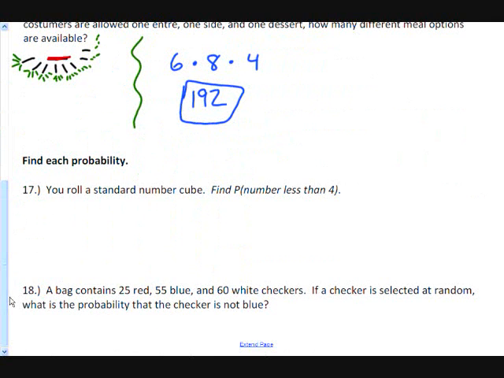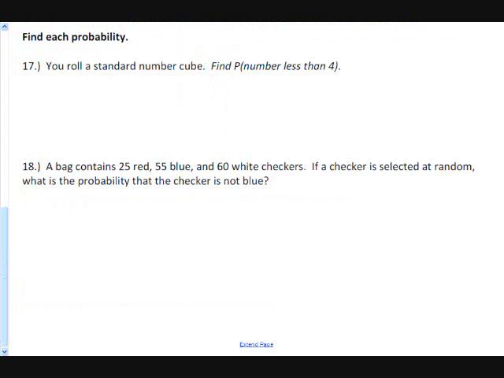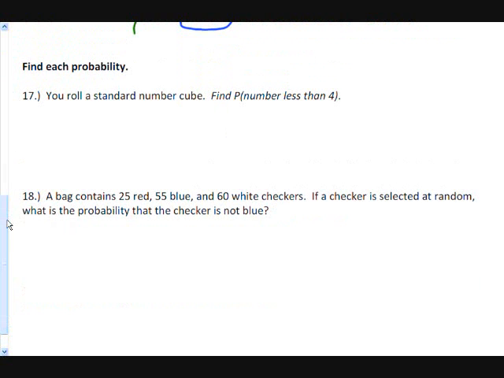For these, it says to find each probability. The first one, it says you roll a standard number cube. So I'm rolling a standard number cube, and I want the probability. It says find the probability that a number is less than 4. Well, on a standard number cube, I have 6 numbers. If I want a number less than 4, that would be the numbers 1, 2, or 3. So there's 3 options that are less than 4, out of a total of 6 options, so it's 3 out of 6, which of course reduces to 1/2.